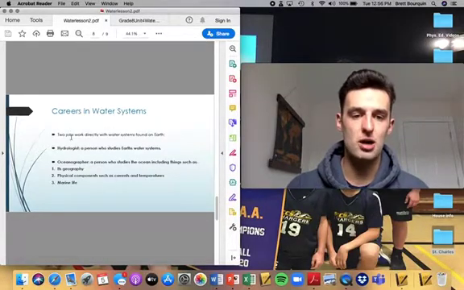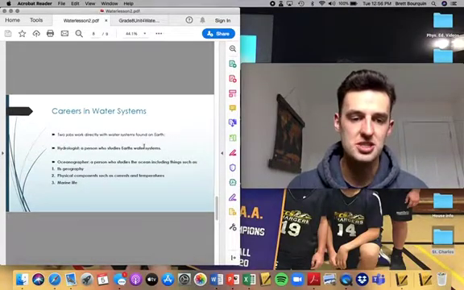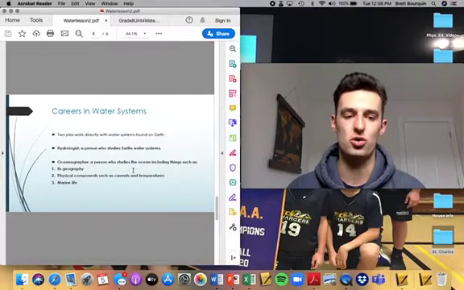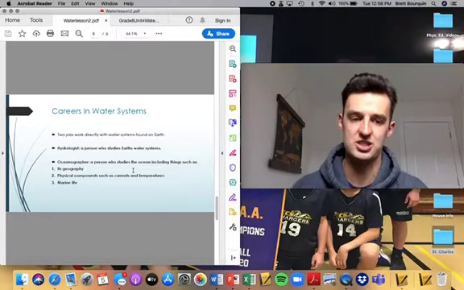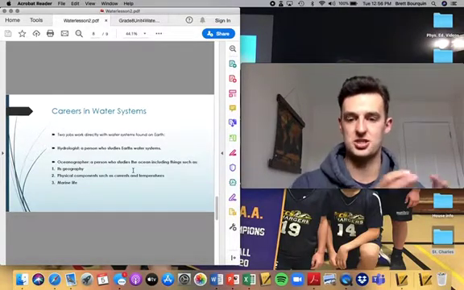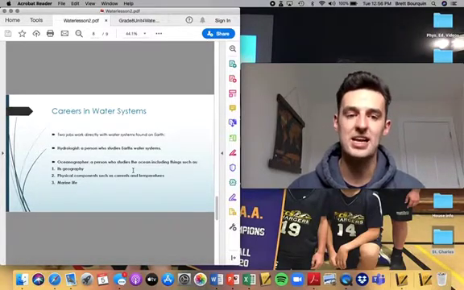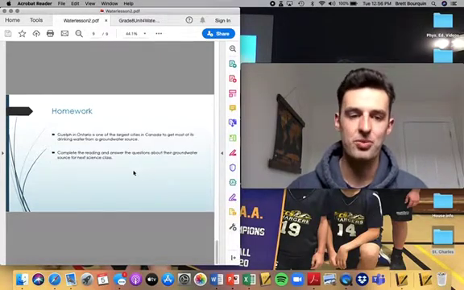Now, two jobs work directly with water systems found on Earth: a hydrologist, which is a person who studies the Earth's water systems, and an oceanographer. This is a person who studies the oceans, including things such as its geography, so its layout and its land and its formations, the physical components such as the currents and the temperatures of those water, and as well marine life. So those are the two main careers. I think we talked a little bit about them last time.